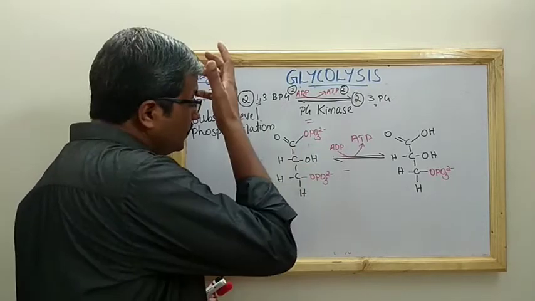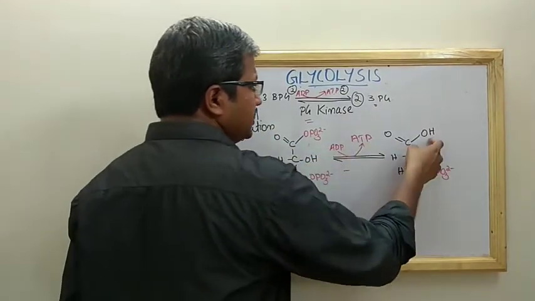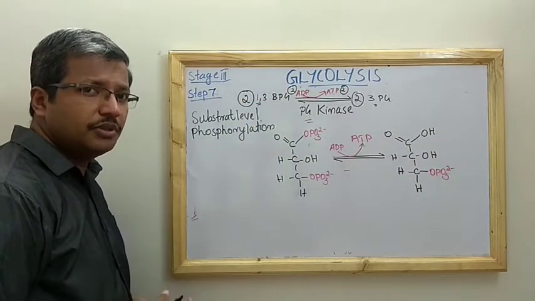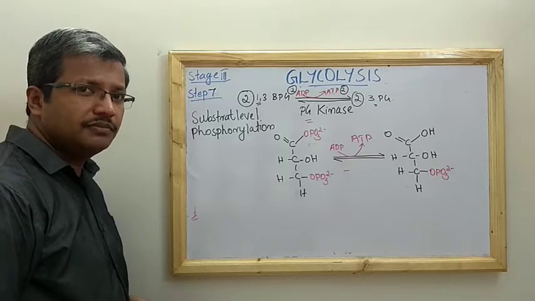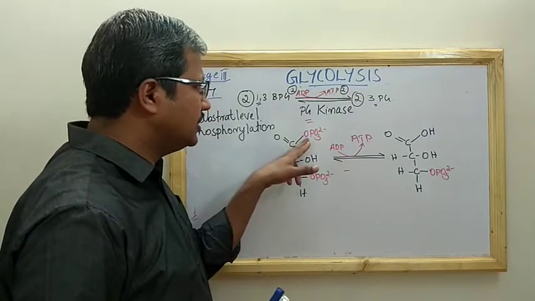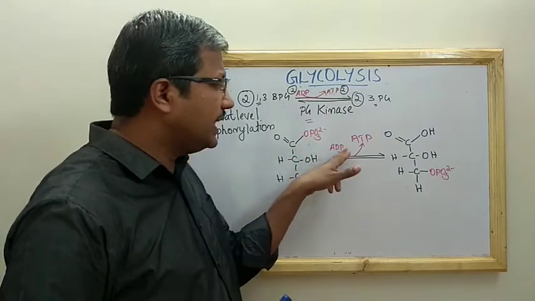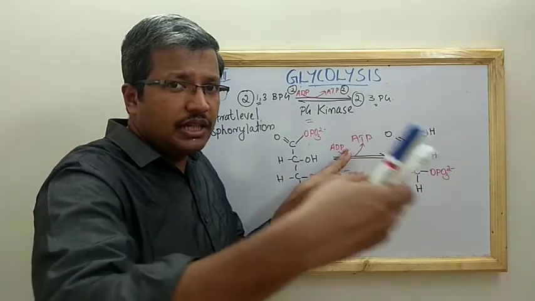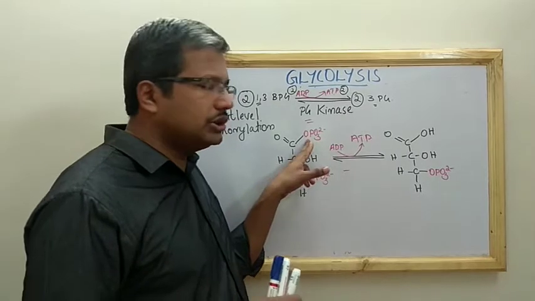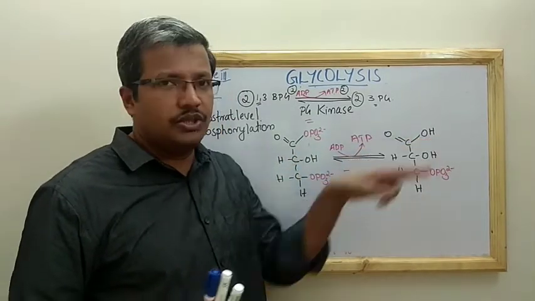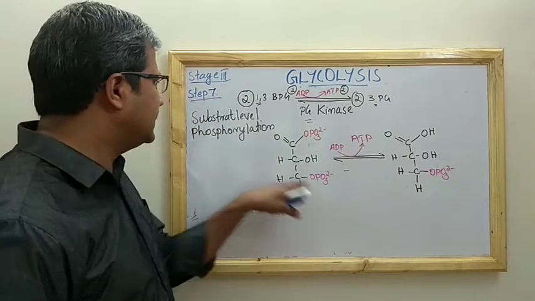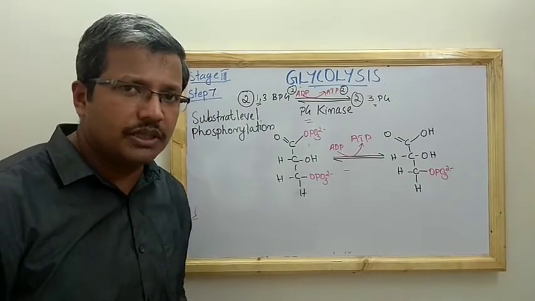Now the question is, where did this particular OH come from? It is from the oxygen plus the hydrogen of ADP. At the end of ADP you will have OH. That H plus this oxygen is actually this OH. So this is 3-phosphoglycerate, an example of substrate level phosphorylation.